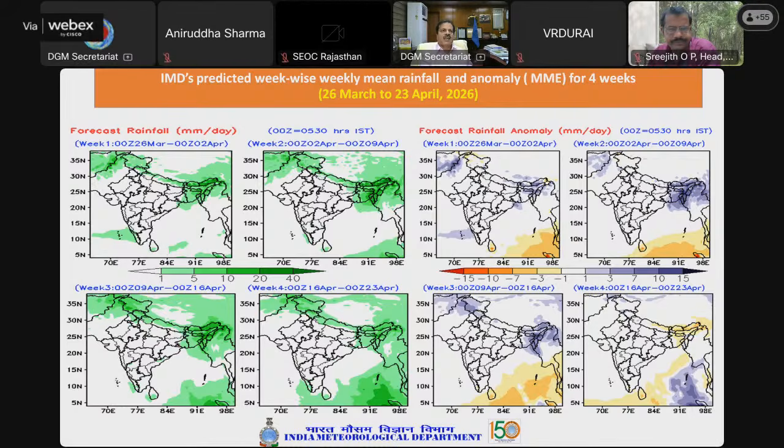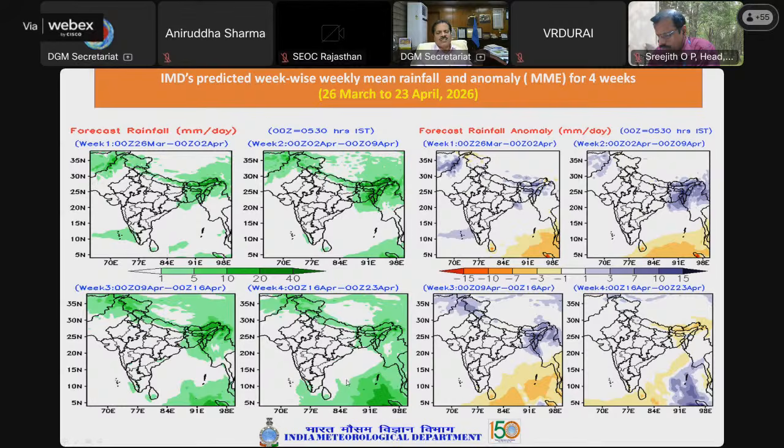I will go by the extended forecast and I will suggest to you that Northeast India also will have the above normal rainfall during the month of April. And Northwest India also will have above normal rainfall activity in certain weeks. Otherwise, it will have the normal rainfall activity.